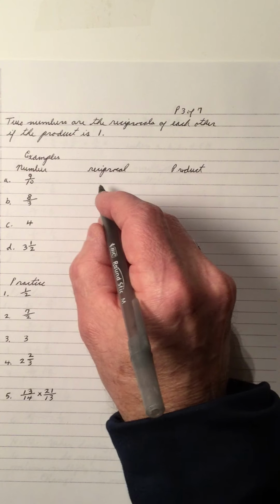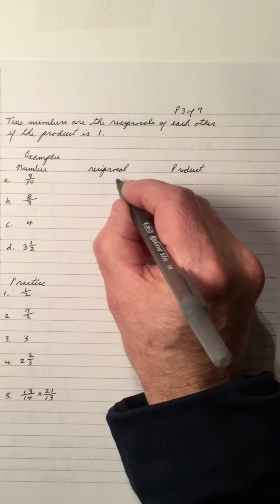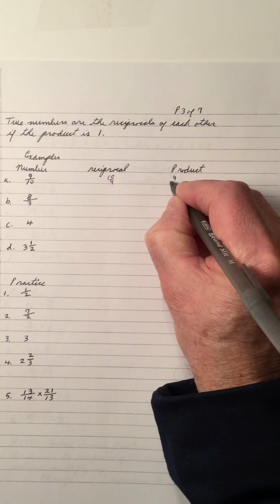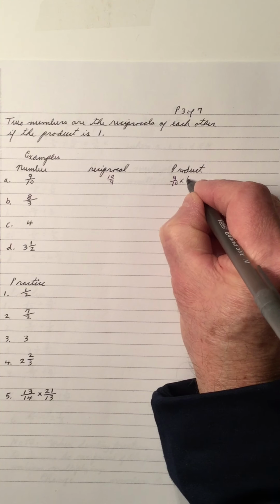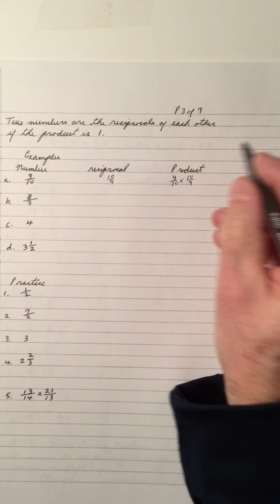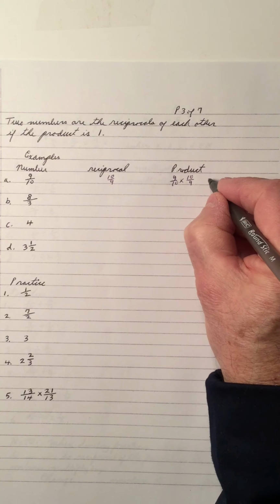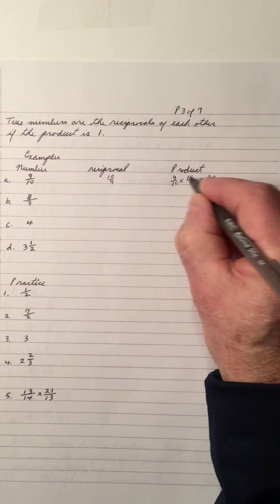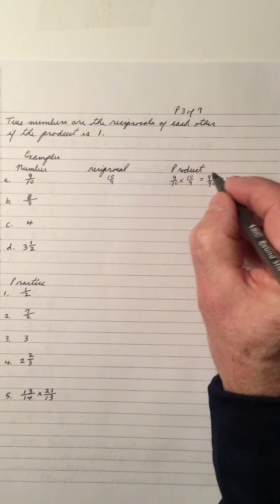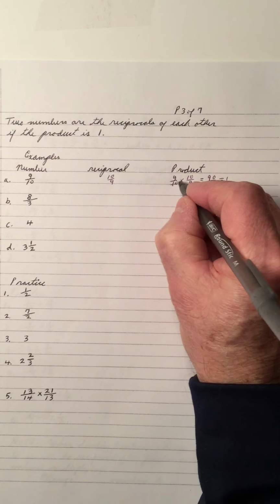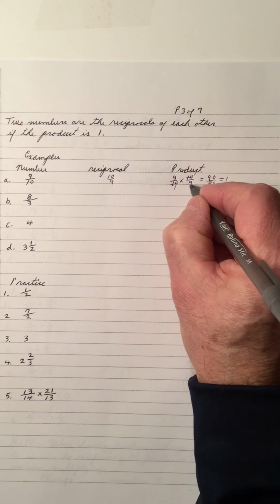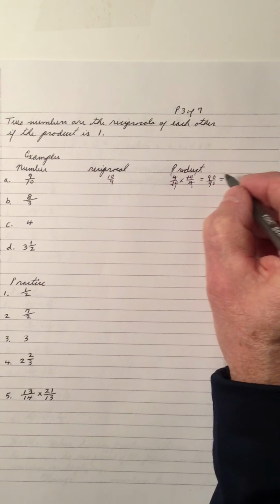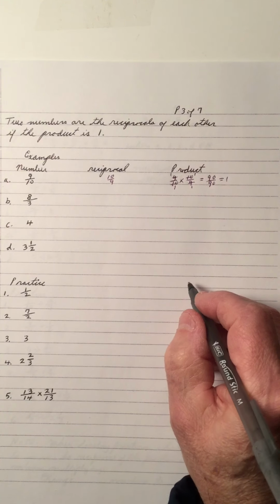Let's have a look at this. 9 over 10, the reciprocal is 10 over 9. So when we multiply 9 over 10 times 10 over 9, I can do it two ways. I can get 90 over 90 when I multiply, which is 1. Or I can cancel. 10 into 10 goes 1, 1. 9 into each of these goes once, and that gives me 1 over 1, which is 1.